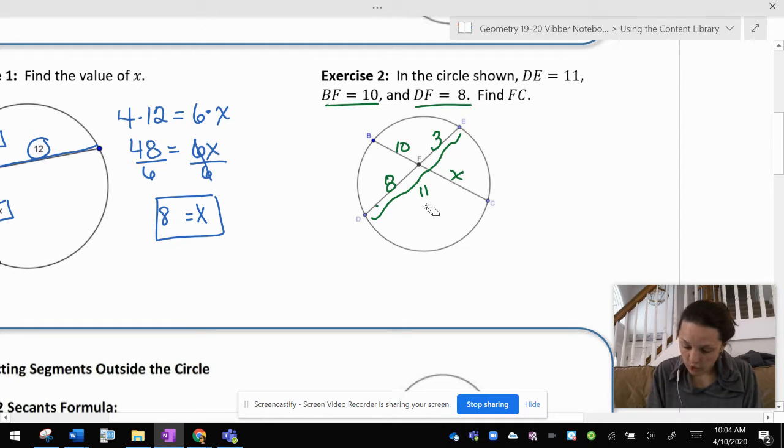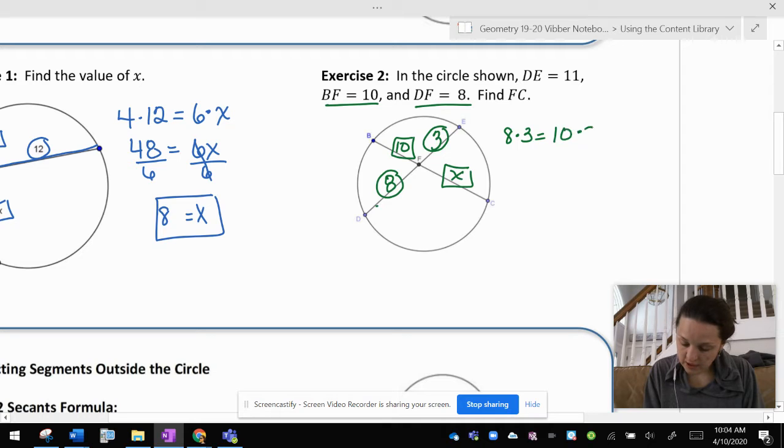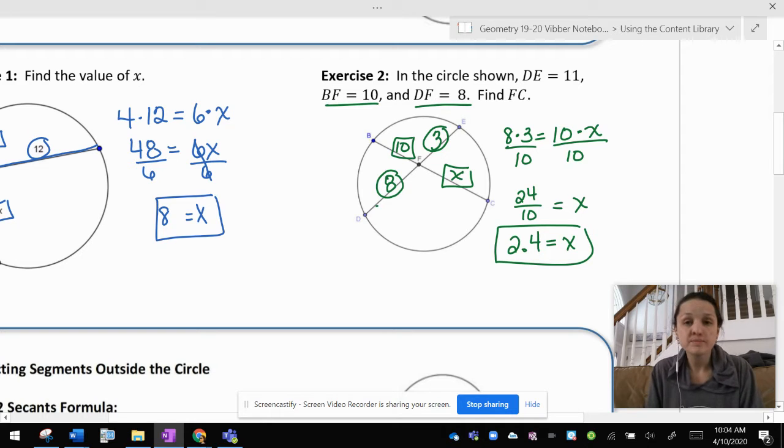Okay, so I'm going to go back here and erase the 11 to just get it out of the way. And then say, oh, these are two chords again. Part times part equals part times part. 8 times 3 equals 10 times x. Divide by 10, and I get 24 tenths, which is 2.4. Ta-da! So when you have two chords that intersect inside a circle and make an X, part times part equals part times part, and then you solve for what's missing.